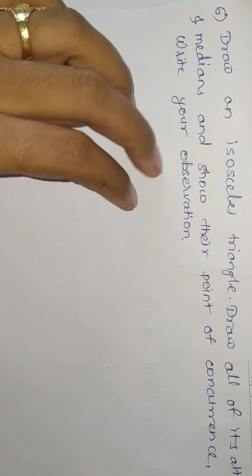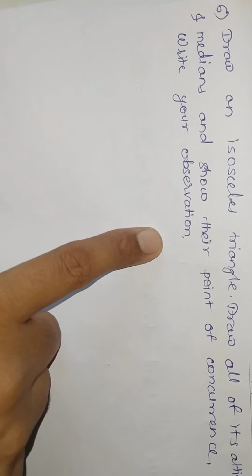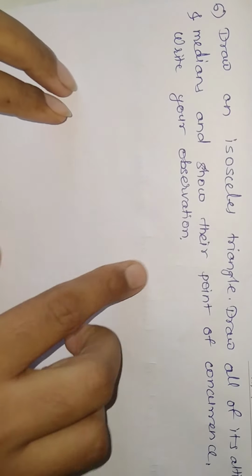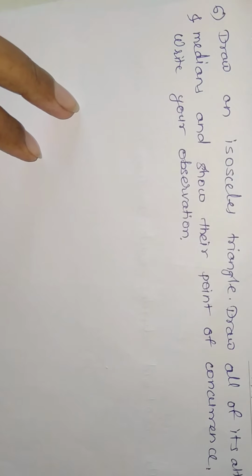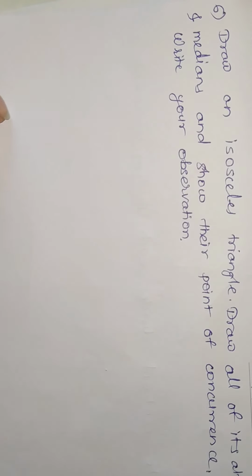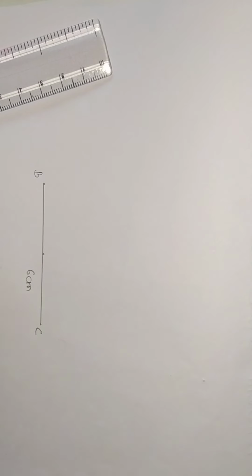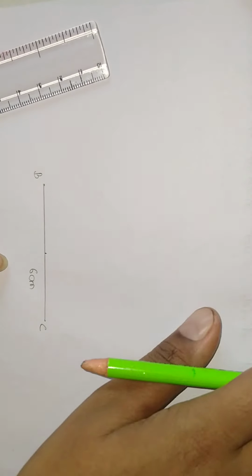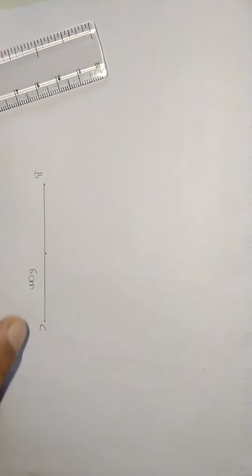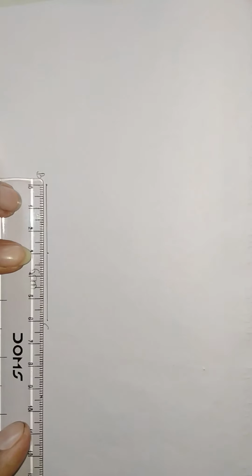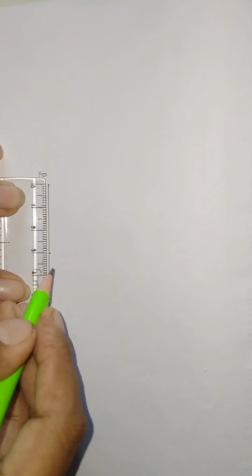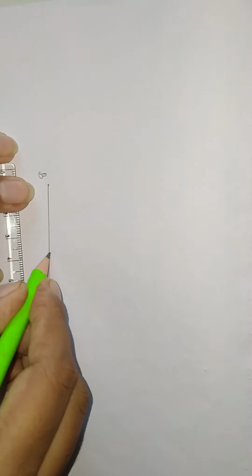Sixth question. Draw an isosceles triangle. Draw all of its altitudes and medians and show their point of concurrence, and you have to write the observations about the point of concurrence. Now, isosceles triangle means two sides of the triangle should be the same. Let's draw the triangle first. I have drawn base BC of 6 centimeters. Now I have marked the midpoint of this, at 3 centimeters.